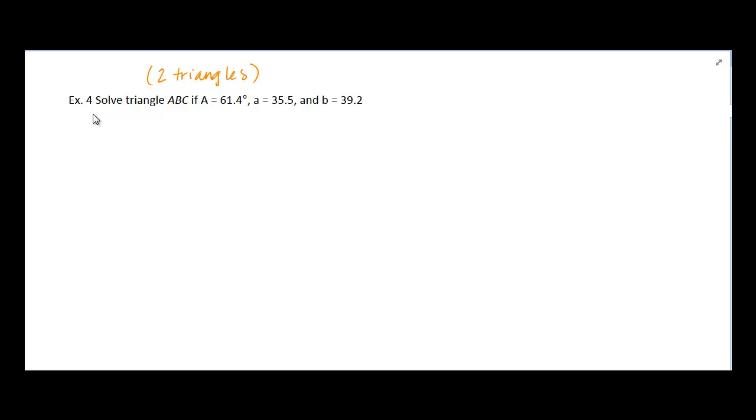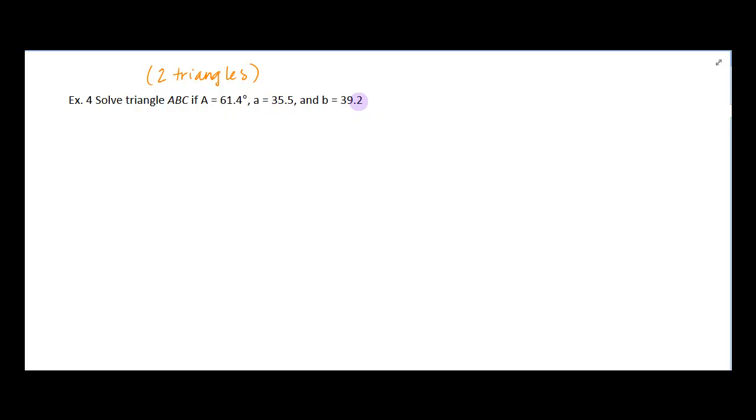Now remember, when we're talking about the ambiguous case for the law of sines, we have several different outcomes that could happen. So in this particular example, we're going to look at what could happen if I'm solving and I end up with two triangles. Here we are given that we know we have a triangle. We have angle A given at 61.4. I know side A and side B.